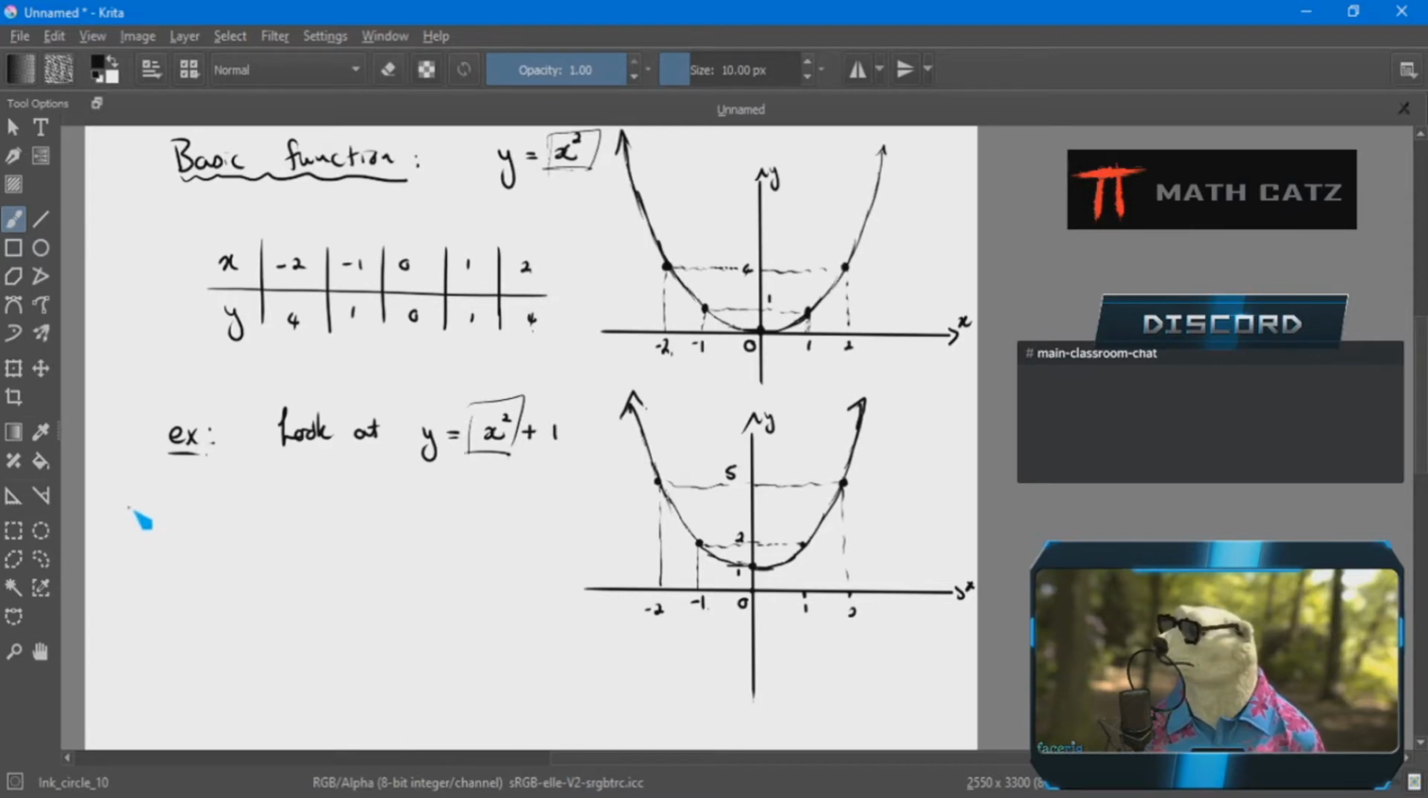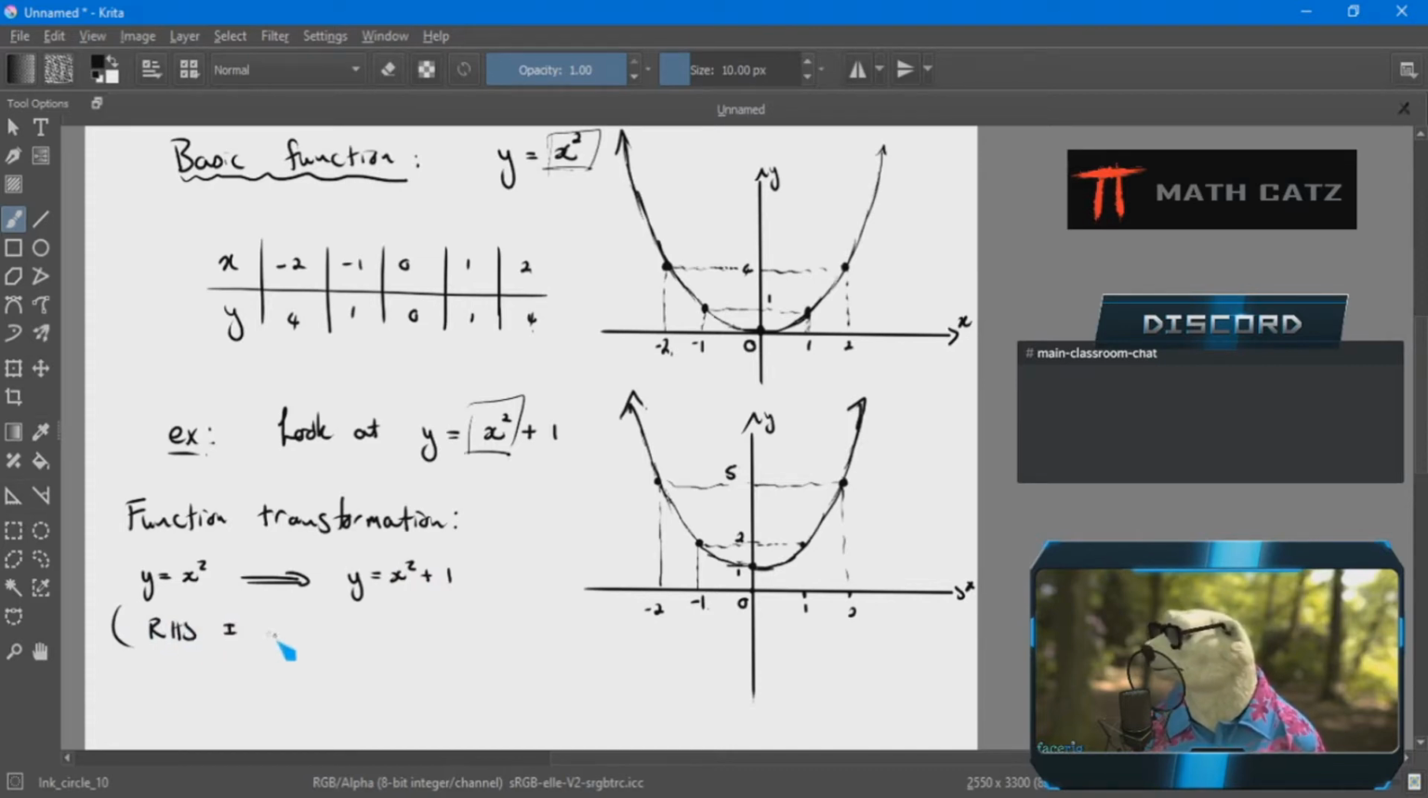So there is the function transformation, which is y equal to x squared changes to y equal to x squared plus 1. In brackets, the right-hand side stays the same, but plus or minus some number. Then there is a corresponding change in the graph because the function changed.